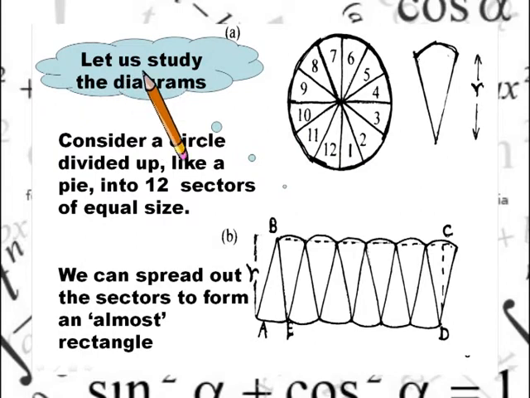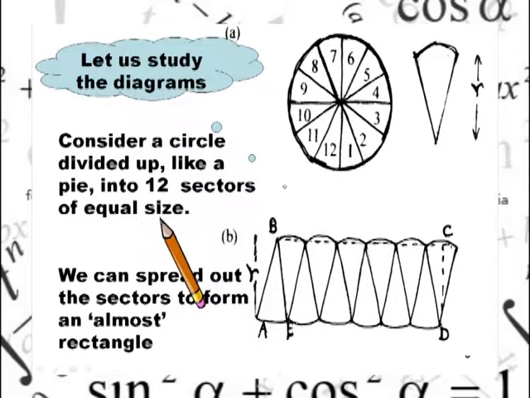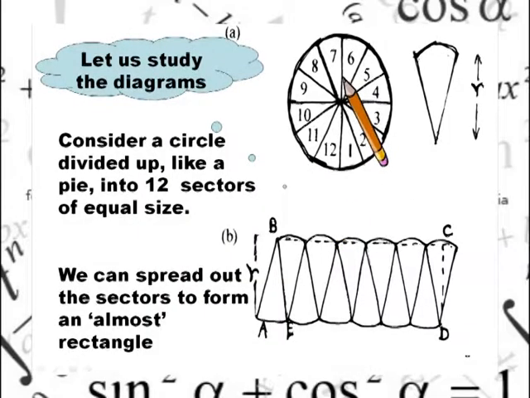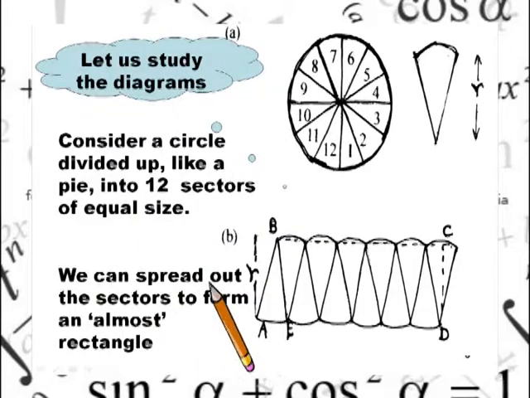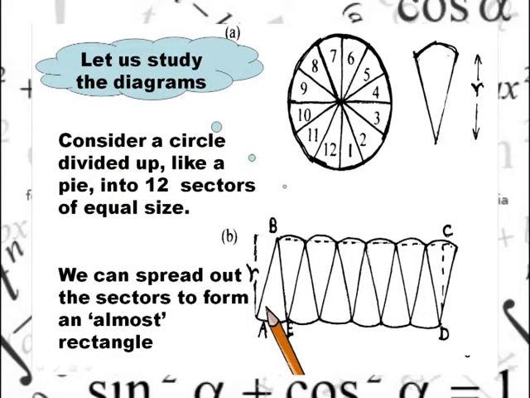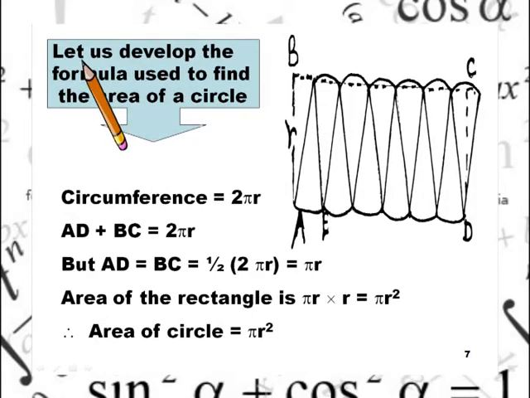Let us study the diagrams. Consider a circle divided up like a pie into 12 sectors of equal size. So we have the circle divided up there into 12 sectors. We can spread out the sectors to form an almost rectangle. So here we have spread out the sectors to form something looking like a rectangle. Let us develop the formula used to find the area of a circle.